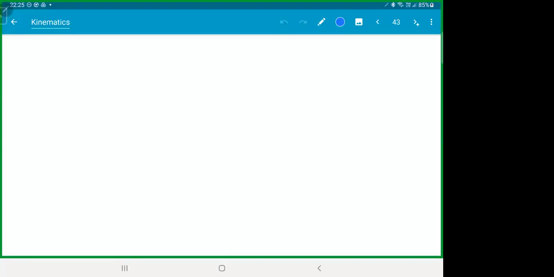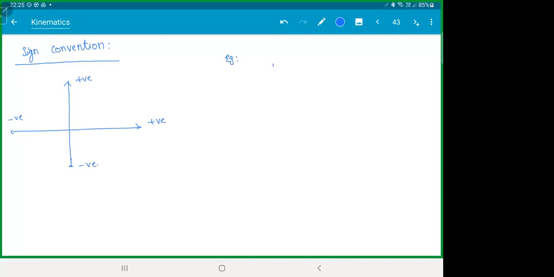And we follow a sign convention for 1D. We take up as positive, the right side as positive, left as negative, and down as negative. We will stick to this convention strictly for everything. So if something is going like this, u is 10 meter per second, and a is backward 2 meter per second square. So in the equation, we keep u as plus 10 and a as minus 2.